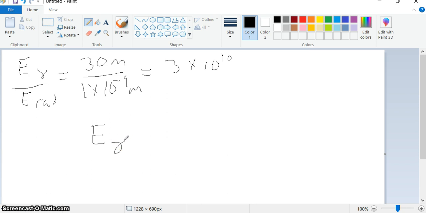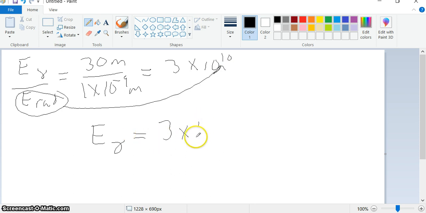All I'm doing is multiplying both sides by the energy of the radio. So the energy of the gamma ray is 3 times 10 to the 10th, which is an enormous number, times the energy of that particular radio photon. So it's an enormous difference in energy.